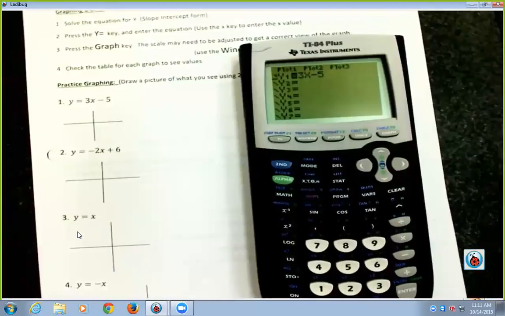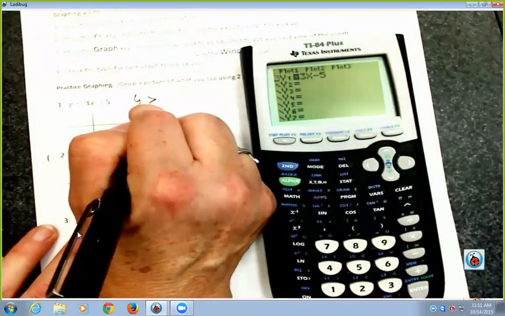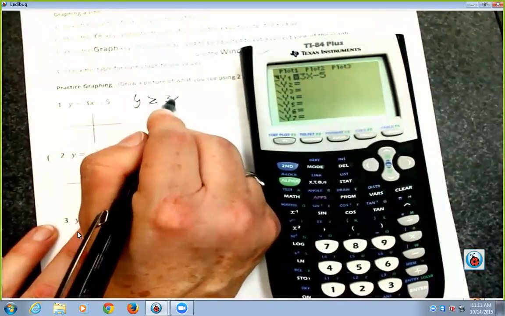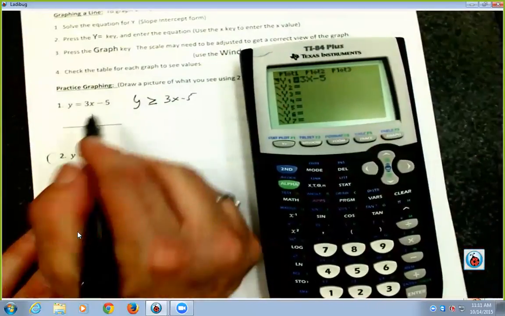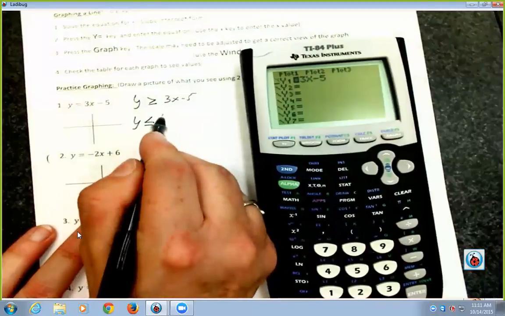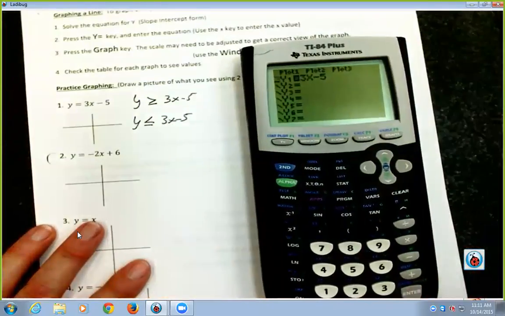So if I had changed this equation to y is greater than or equal to 3x minus 5, I would select the greater than. If it were y less than 3x minus 5, I hit enter one more time and I get below the line. Okay, so it's shaded below the line.